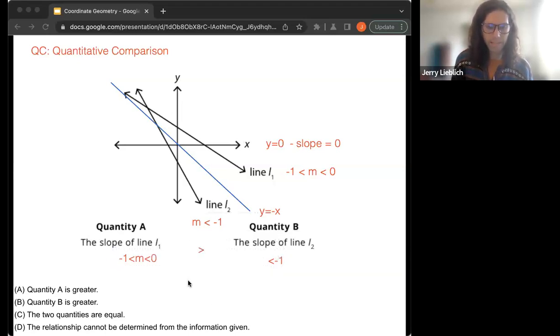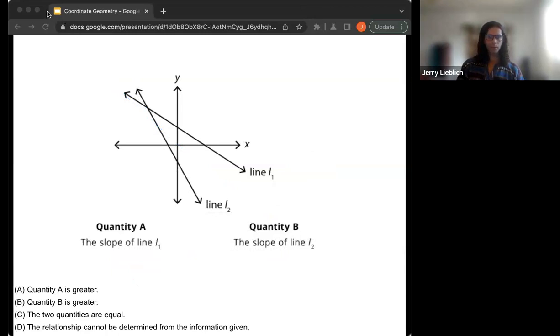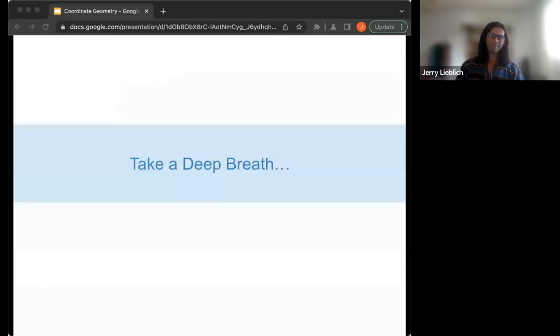Quantity A is going to be bigger. Maybe a little confusing here because this is like the bigger number, but it's a bigger negative number, right? So this could be something like -10. This could be something like -0.5. And now you've seen a QC problem. We're going to see some more of those. Let's keep going. Again, feel free to ask questions in the chat or in the Q&A whenever you have them.